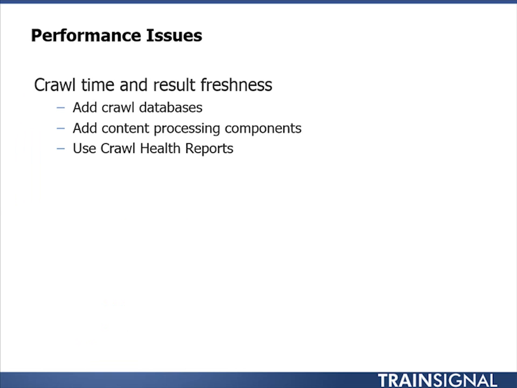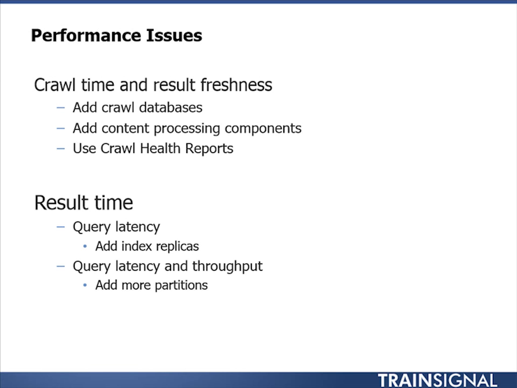Now, as far as dealing with performance issues goes, if you notice that you're getting relatively low crawl time, so it's taking a little while, or you're getting relatively low result freshness, then what you're going to want to consider doing is adding additional crawl databases and crawl components so that way we can go ahead and crawl that much faster. And we also want to consider adding content processing components so that way we can also, once we get the data, process it and send it off to our index server that much faster. Now, the best way to figure this out is take a look at the crawl health reports, and we'll talk about those a little bit more in a later lesson.